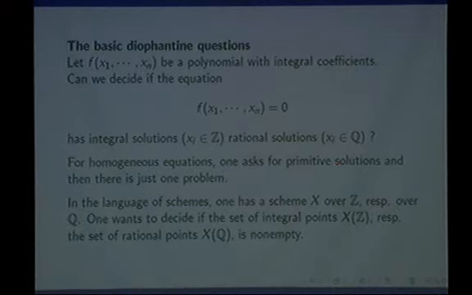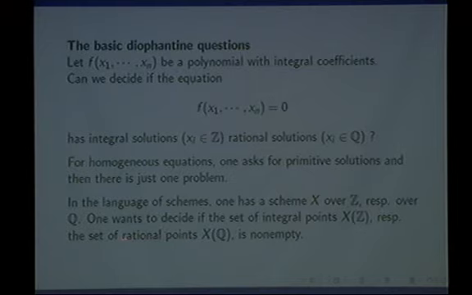Okay, if you take homogeneous polynomials, the problems are essentially the same. You ask for primitive solutions, that is, you want the x1, ..., xn to be integers coprime as a whole. And it's a question in rationals or in integers, it's then the same problem.